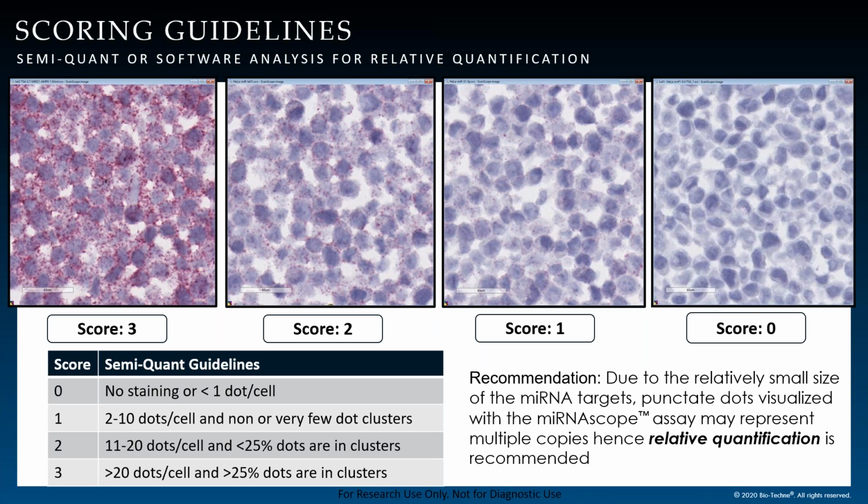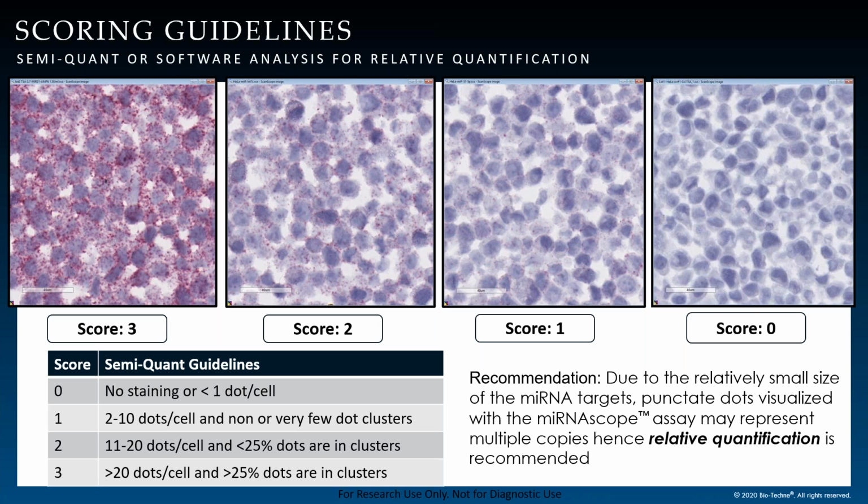If your target is highly expressed, such as with 20 dots or more per cell, then we recommend a score of 3. Whereas your target is moderately expressed with 11 to 20 dots per cell, a score of 2 is assigned. For lower target signal detected, such as 2 to 10 dots per cell, a score of 1 is assigned. Lastly, a score of 0 is assigned if there is no staining or less than 1 dot per cell observed.